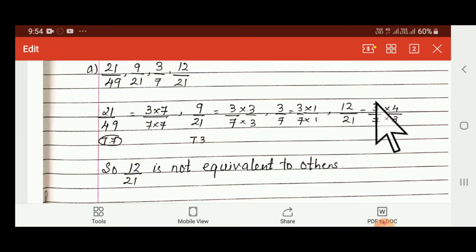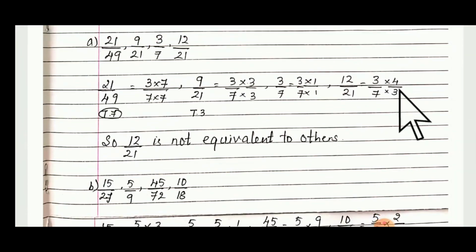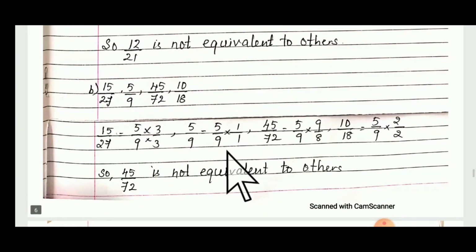Then 12 by 21. Take the smallest one, that is 3 by 7. So in table 3, when do you get 12? That is by division. 3 4s are 12, and then 7 3s are 21. So see, we get different numerator and denominator, whereas in the earlier questions 3 by 3, 7 by 7, that is equivalent fractions, whereas 4 by 3, they are different. So 12 by 21 is not equivalent to others.